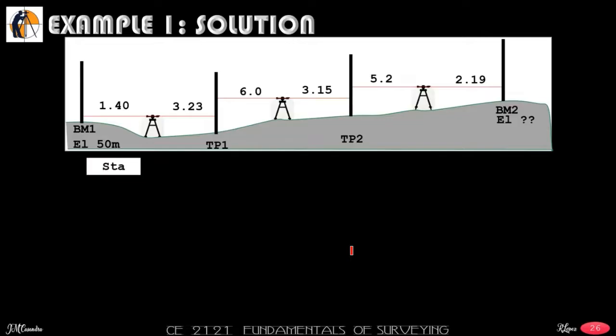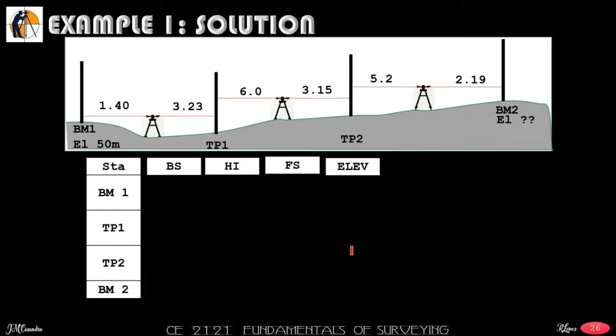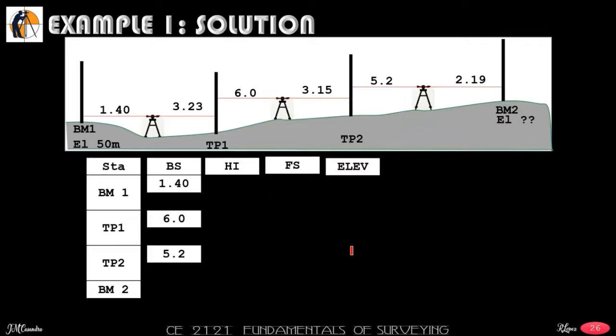So for our solution, for our table, we'll have your station, your backsight reading, your height of instrument, your foresight, your elevation. So our stations are your benchmark 1, TP1, TP2, and benchmark 2. So backsight of benchmark 1 is 1.4. Next, backsight of TP1 is 6.0. Backsight of TP2 is 5.2. We do not have a backsight for BM2.